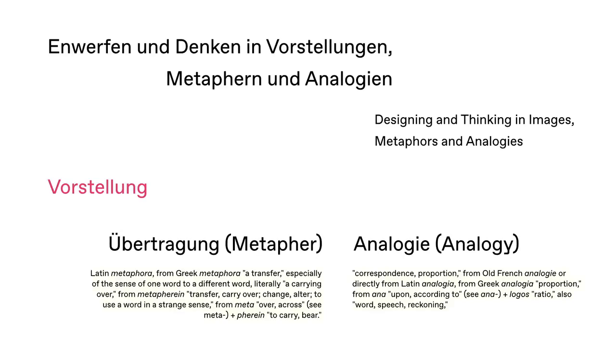The text also shows something which is unavoidable, but quite difficult, and that is translation between languages. So those of you who can read English and German, it's a good exercise to compare the two versions. Ungers wrote in German, and his title is Entwerfen und Denken in Vorstellungen, Metaphern und Analogien. And with this term, Vorstellungen, that's the one especially that I want to foreground in these brief slides in the beginning.